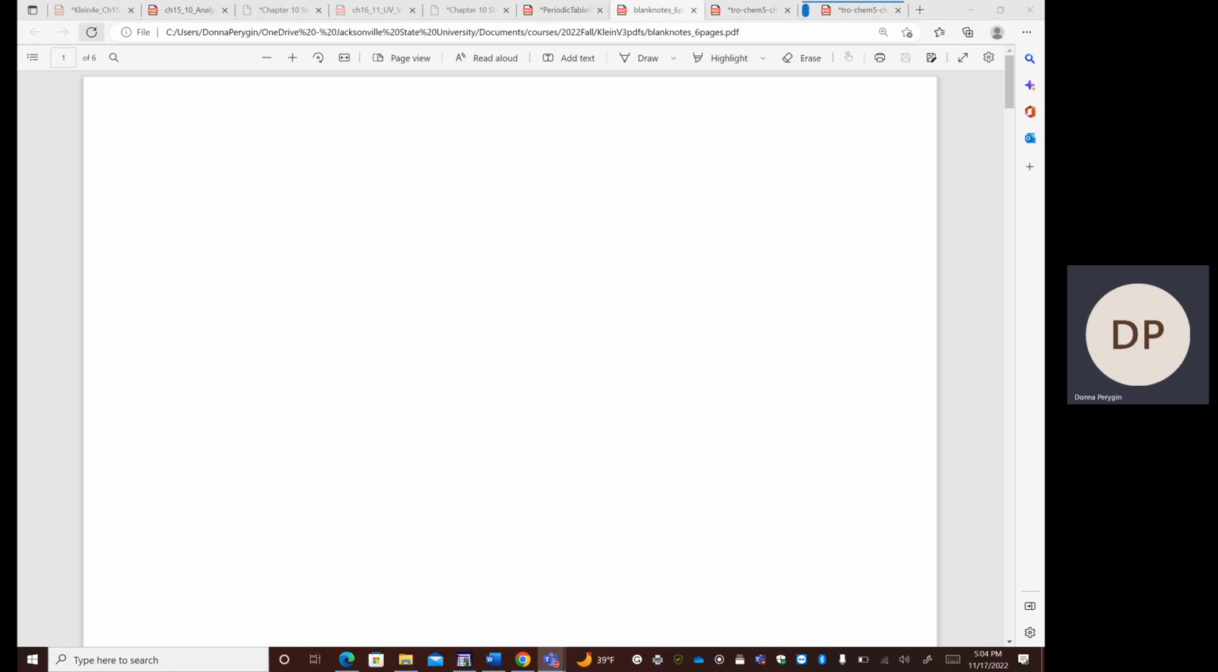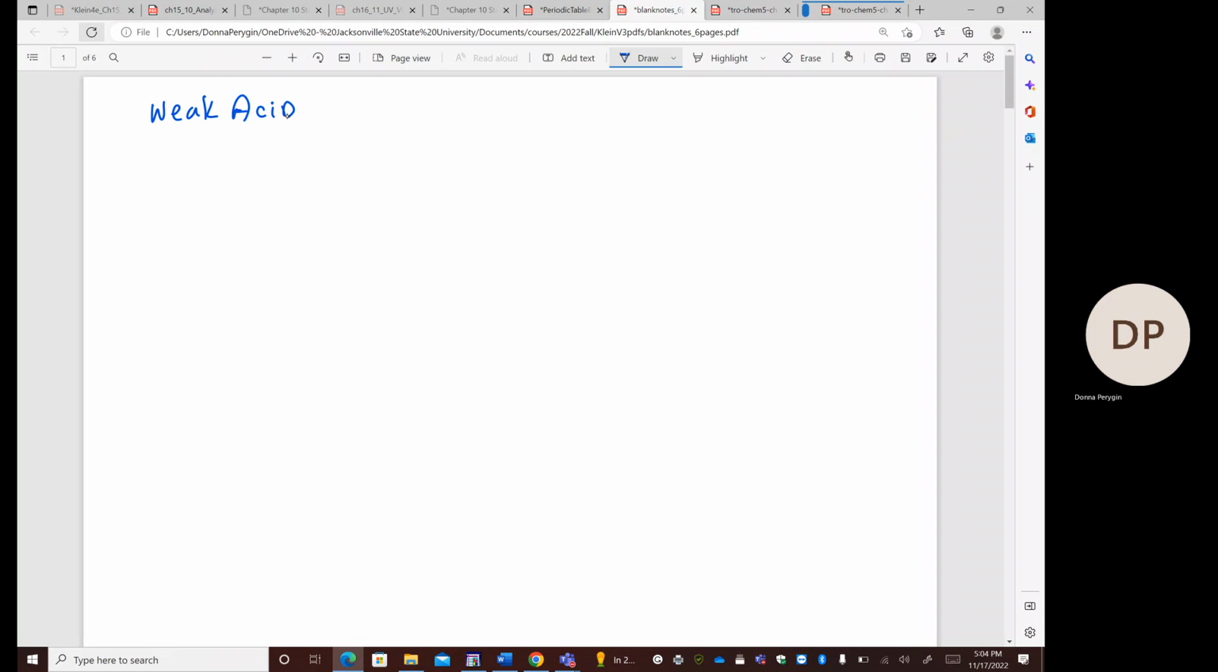Let's go ahead and work one more titration problem while we're on the topic of titration, and hopefully we can understand what's going on a little bit better. Okay, so let's calculate a titration of a weak acid with a strong base. So this is a weak acid, strong base titration.